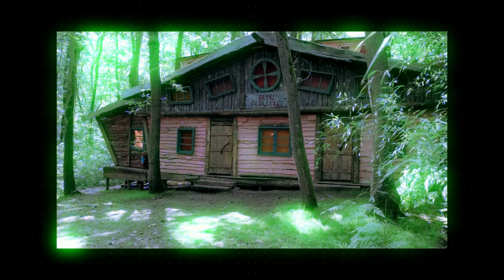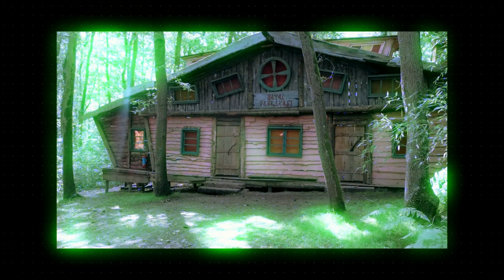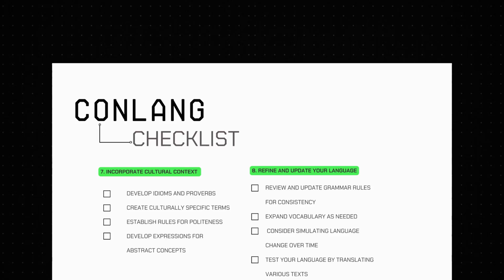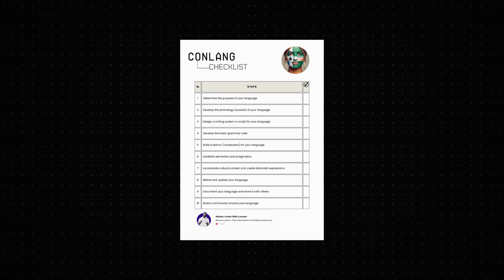So today I'm going to tell you everything about it and the process of creating your own language. It's actually easier than you think, so stick around. Also, I'm going to leave the checklist below in the description. You'll have a couple of options there to get it.